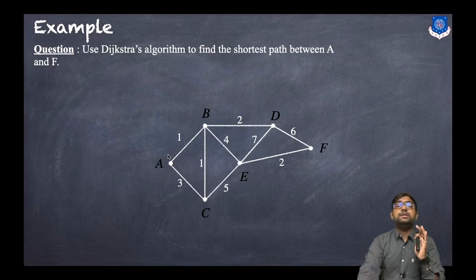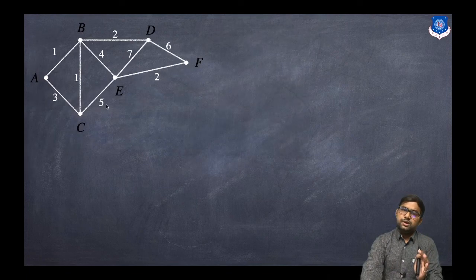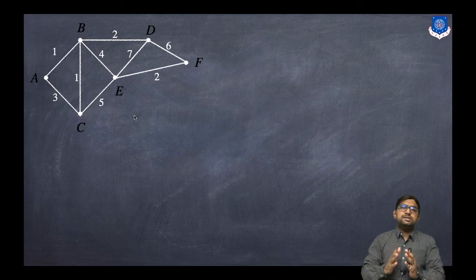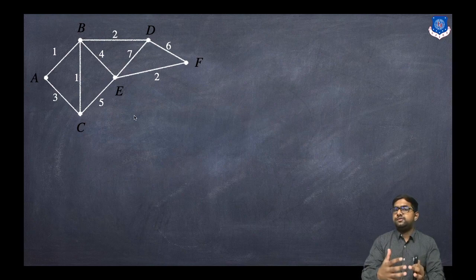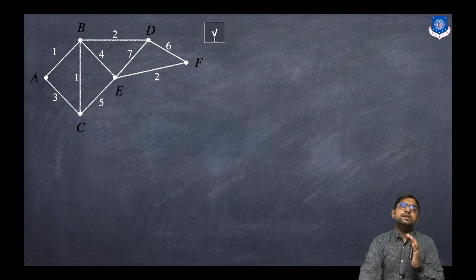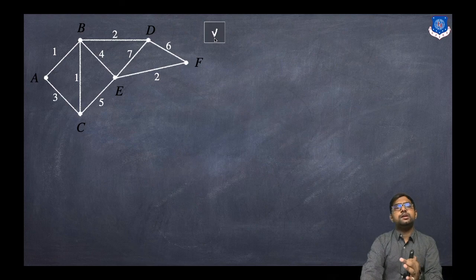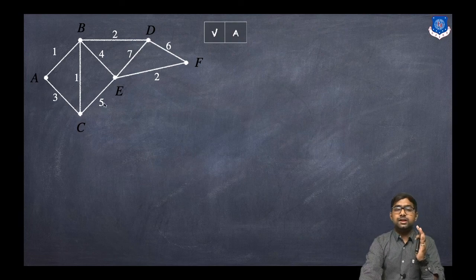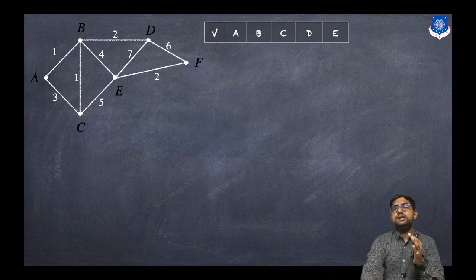So that means we need to find the shortest path between A and F. A is the source vertex, and this is F, the destination vertex. So this is the same graph. What we'll do is create only one table and proceed further. In the first step, V means the vertex we have visited. In the column, we will write each and every vertex name, that means A, B, C, D, E, F. There are a total of 6 vertices. You can write these vertices in any order.